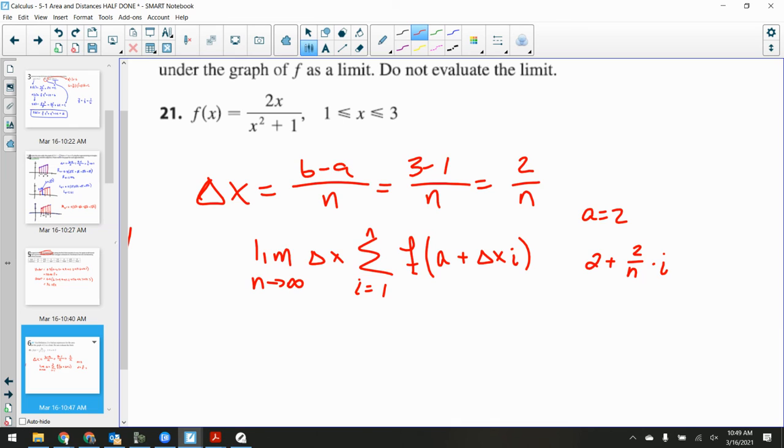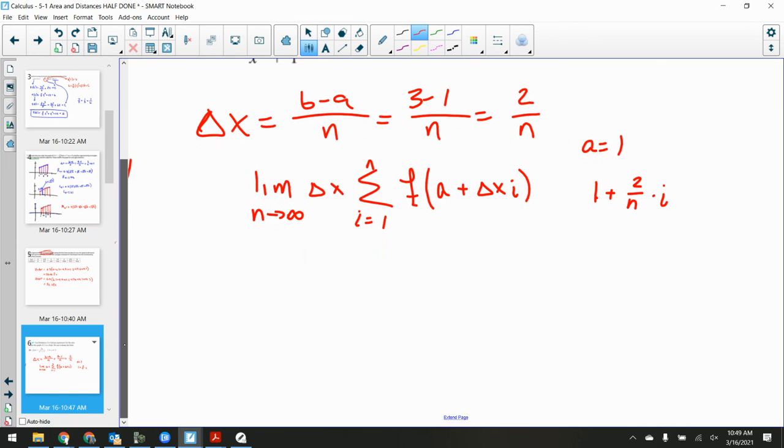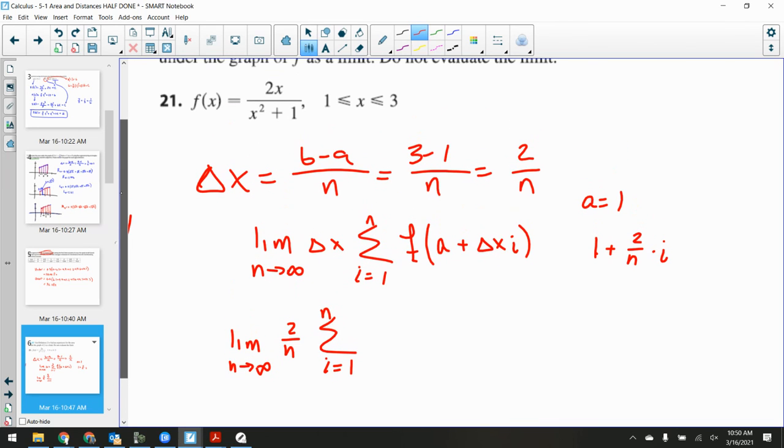Oh, sorry, a is 1. Scared me there. I saw this 2 and I just went for it. So a is 1, and I'm plugging in 1 plus delta x times i, 1 plus 2 over n times i. That gets me the limit as n goes to infinity of delta x, 2 over n, times the sum of i going from 1 to n of f of 1 plus 2 over n times i.